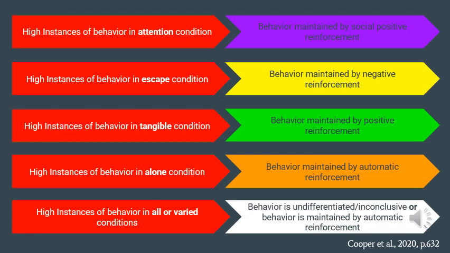If all of these conditions had high instances of behavior, or if there's such a variety, it's not as clear-cut as that last graph we saw, the behavior is undifferentiated and results are inconclusive. Or it may mean that behavior is maintained by automatic reinforcement. Additionally, behavior can be reinforced by multiple conditions. Behavior could be maintained by both positive and negative reinforcement in some cases as well, so it may not only be one condition.